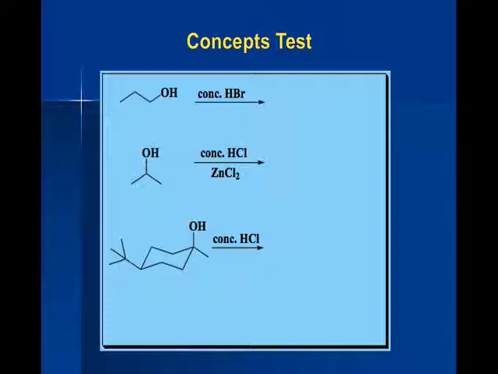All right. What do we get in the first reaction? Give me the name. Propyl bromide. What propyl bromide? 1-bromopropane. What is the mechanism? It is an SN2 mechanism.